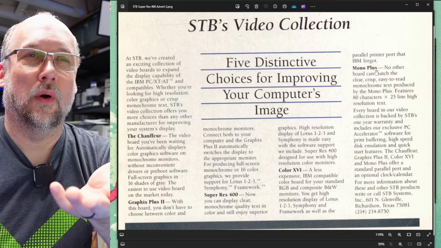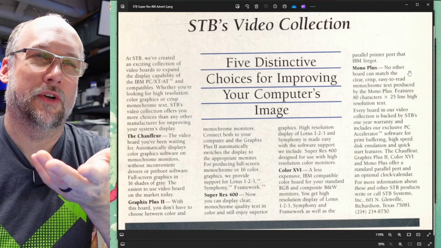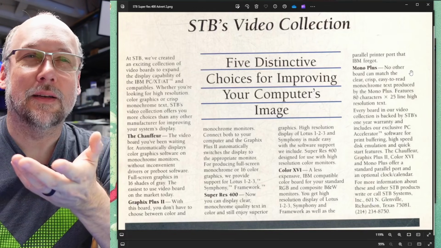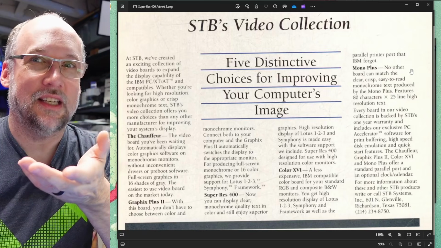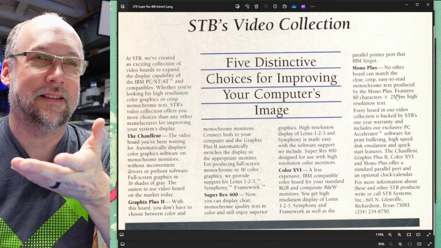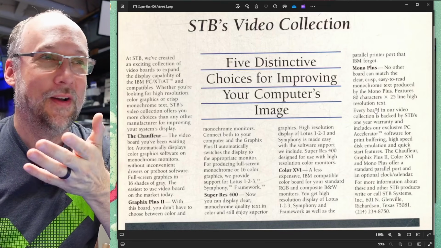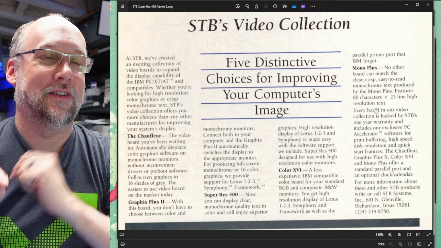And the final card was their Mono Plus, and it says no other card can match the crisp, clear, easy to read monochrome text. That doesn't make sense because it's a digital TTL signal. It's the same crispness and clearness of any other monochrome card. So you got me on exactly what is special about that card.